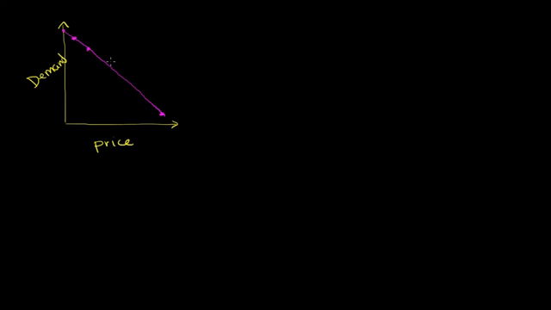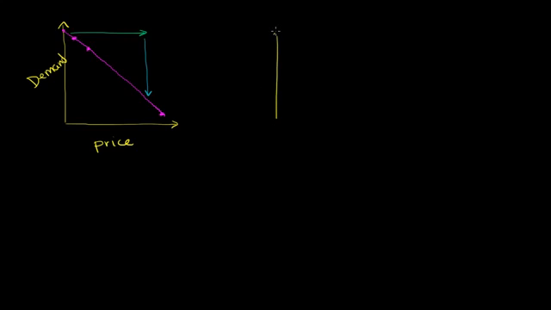And I'm just going to assume for this video that it's a line. It might not be a line. It might be a curve. It might look something like that, or it might look something like that. But in general, if someone were to ask you, if you saw this magenta curve there, as price increases, what happens to demand? You'd say, well, as price increases, demand is decreasing.